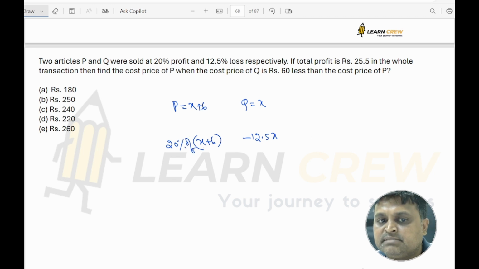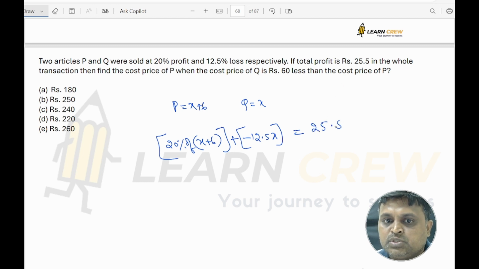This minus this, plus this, means this is the profit and this is the loss. Because of this, all together there is a profit of 25.5. So 20% of X minus 12.5% of X, which is 7.5% of X.